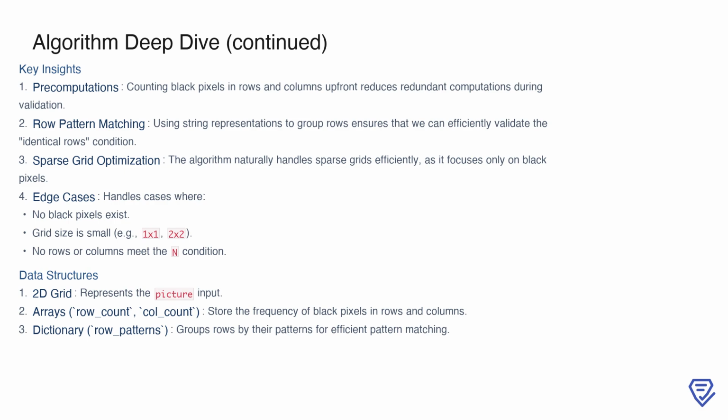The data structures we use, specifically the 2D grid, count arrays, and row pattern dictionary, work together to efficiently solve the problem while maintaining clarity and simplicity.